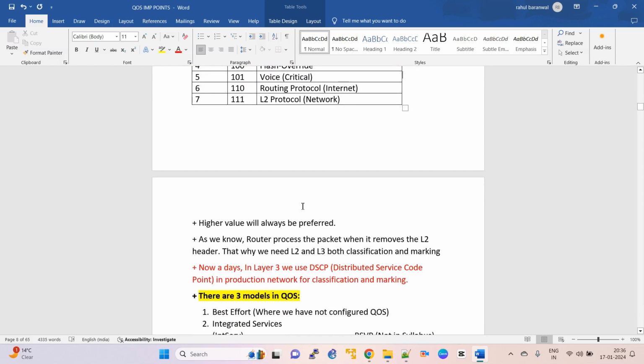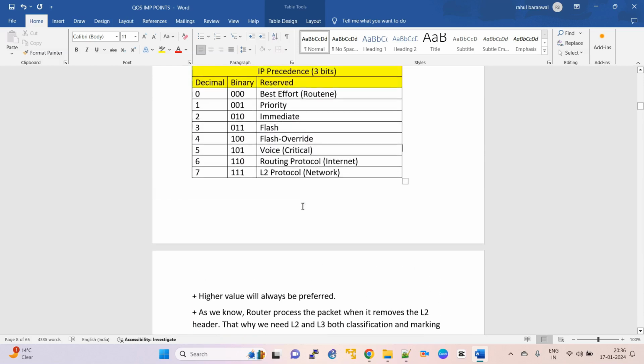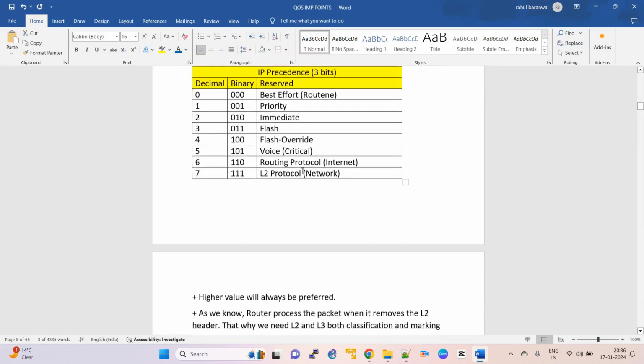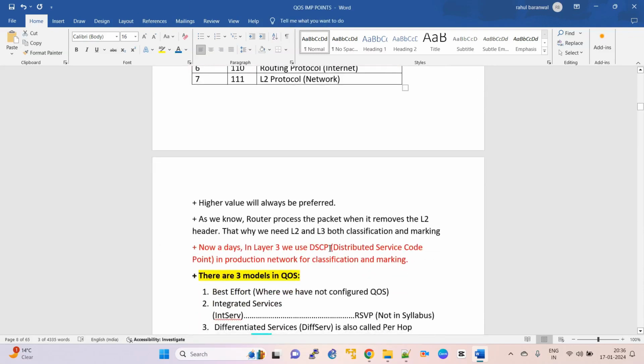But nowadays we are not using IP precedence, because 5 bits were unused. So we are using DSCP, right? The full form is differentiated services code point. In production networks nowadays we use it for classification and marking.